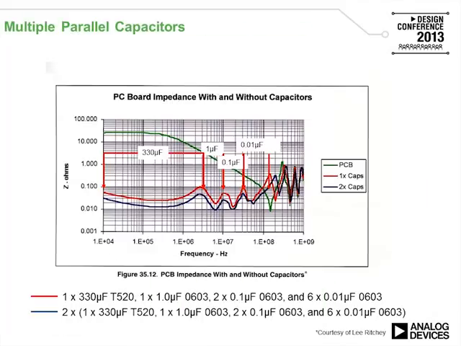Here's an example of multiple parallel capacitors. PCB by itself is the green line. Notice that it has a high impedance. If you put one set of capacitors, 330 microfarad, 1 microfarad, 0.1 and 0.01 microfarad, you will see the peaks and the valleys. If you double them, then the impedance will go further down. So there is value to add more capacitors.